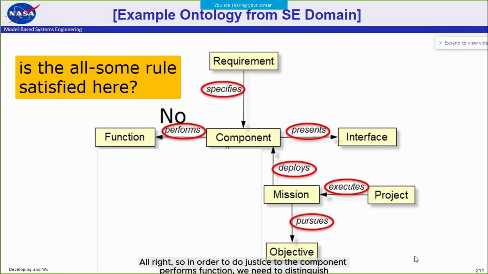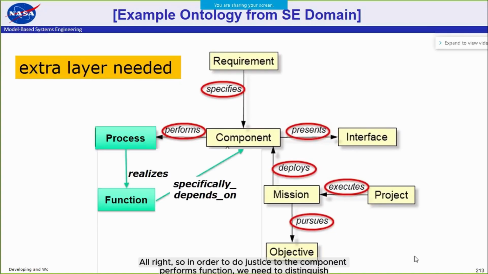All right, so in order to do justice to the component performs function, we need to distinguish between the component performs process and the process realizes function. And then the function in BFO terms specifically depends on the component. The function is what's written on the tin. It's what it's supposed to do. And the process is what realizes it. Every component performs some process. It's not even the case that every process realizes some function, but if we have a component which is well designed, then there will be some function which this process is supposed to realize.